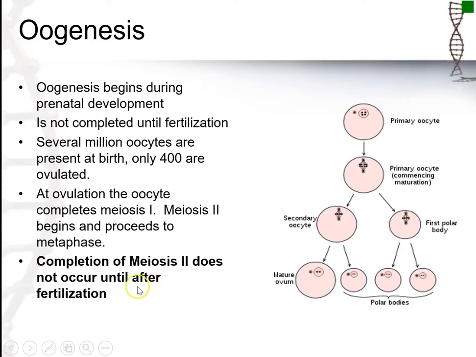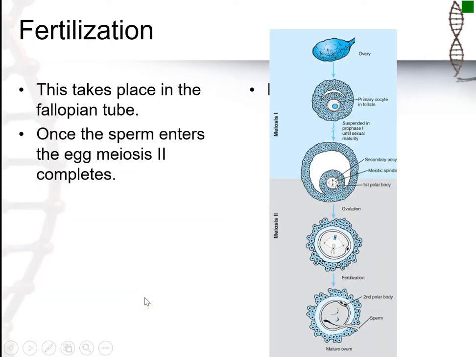Completion of meiosis 2 does not occur until fertilization. Fertilization takes place in the fallopian tubes. Once the sperm enters the egg, meiosis 2 completes.